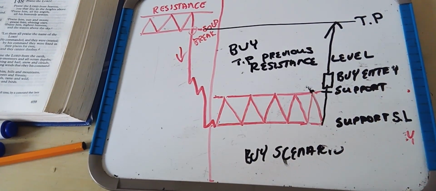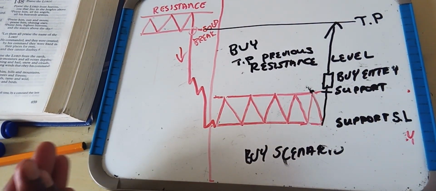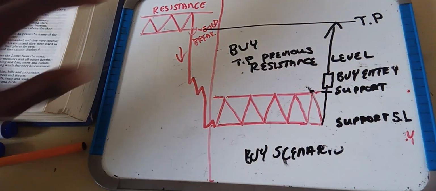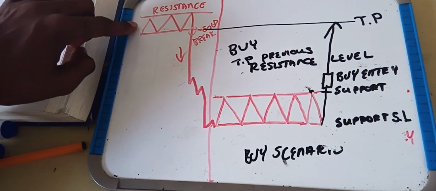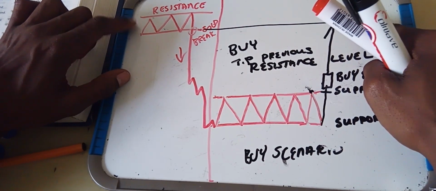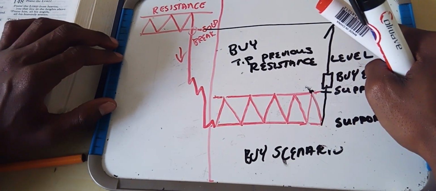As simple as it is, if you buy, your take profit must be at the previous resistance level. So if this was our resistance level of yesterday, it simply means if we buy today, we're going to go back to the same level to retest how strong this resistance level is.